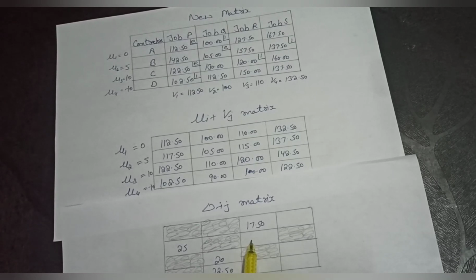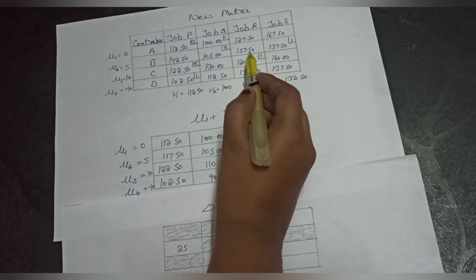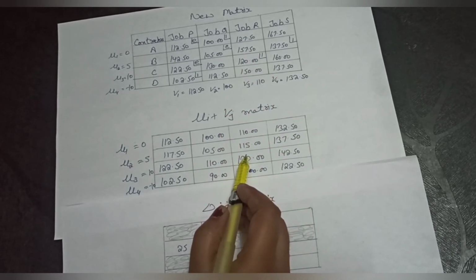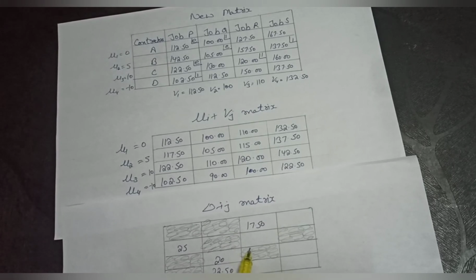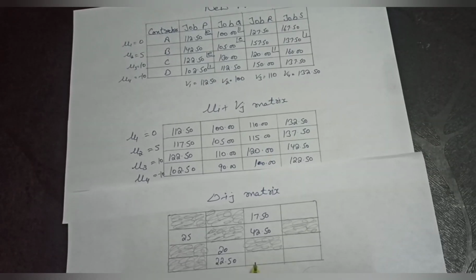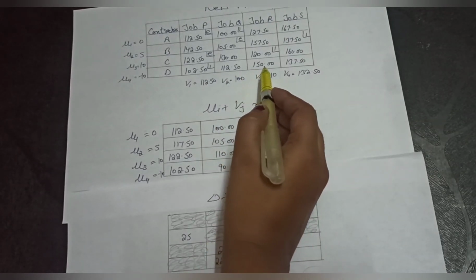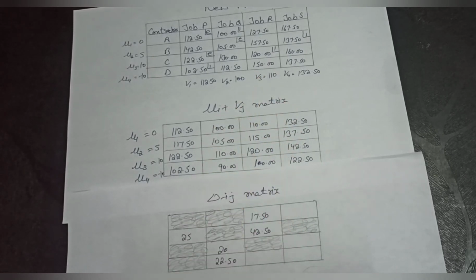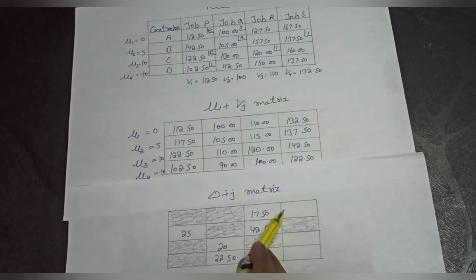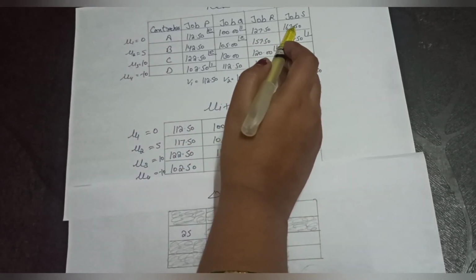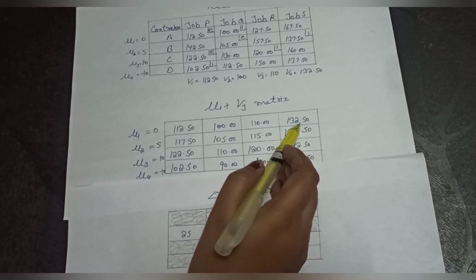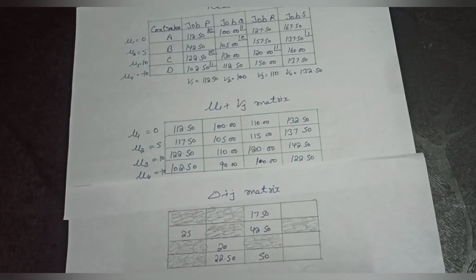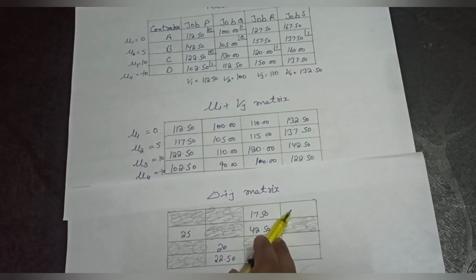For this cell, we have 157.50 in the original matrix and 115 in the ui plus vj matrix. So the difference is 42.50. For this cell, we have 150 in the original matrix and 100 in the ui plus vj matrix, and the difference of 150 and 100 is 50. So we can write here 50. For this cell, we have 167.50 in the original matrix, 132.50 in the ui plus vj matrix, and the difference is 35. So we can write here 35.